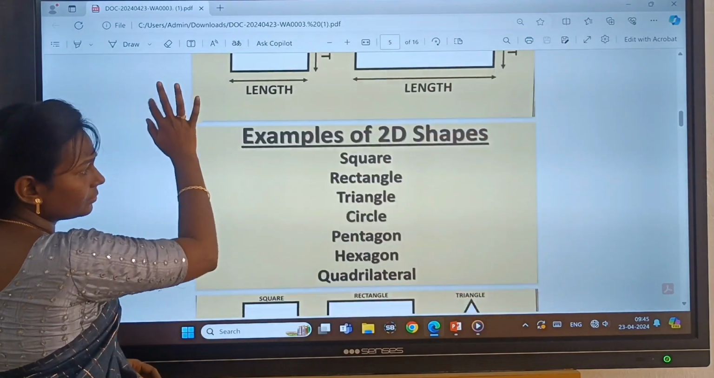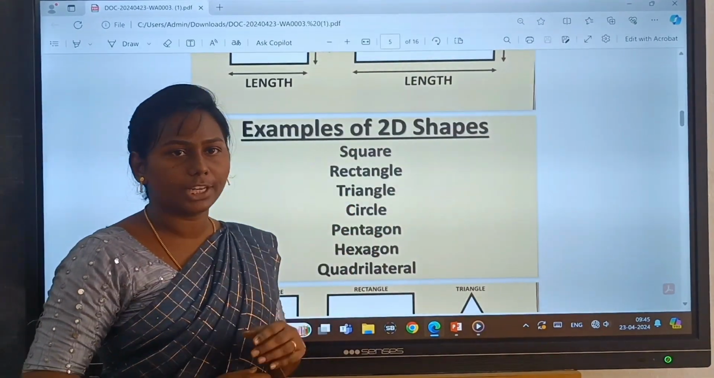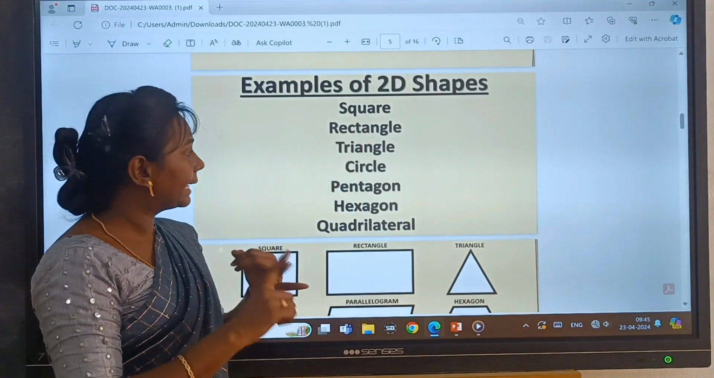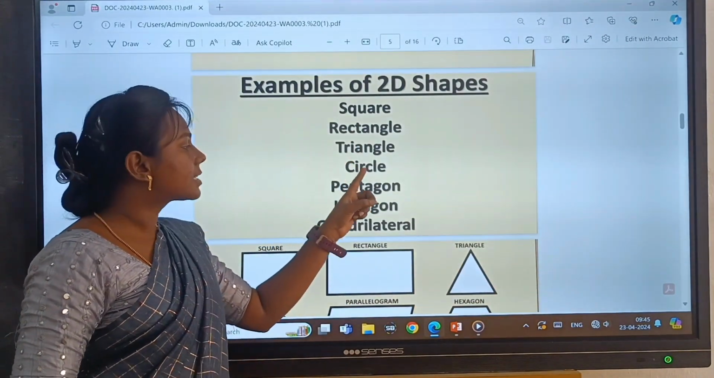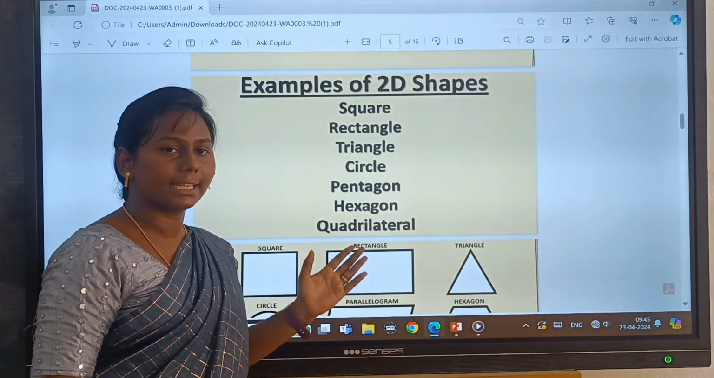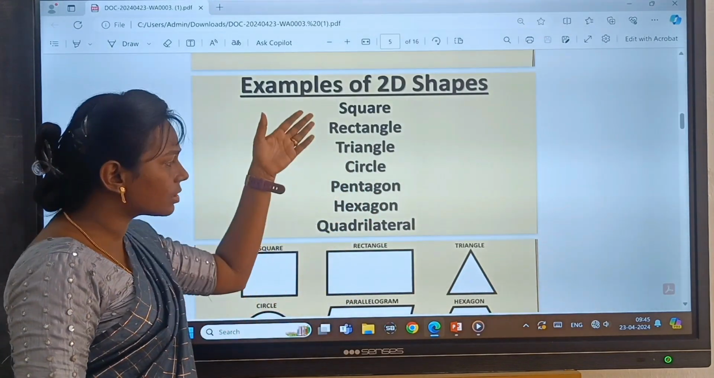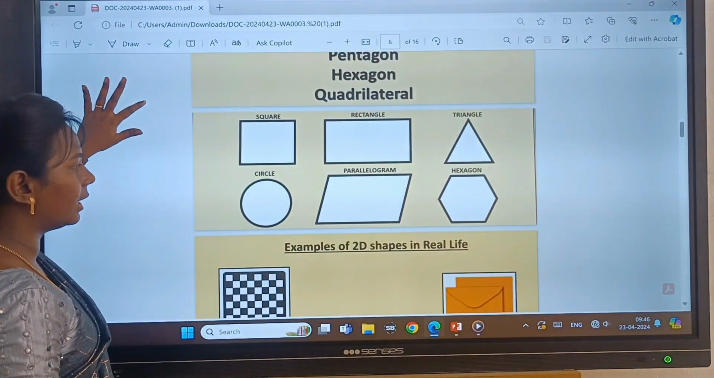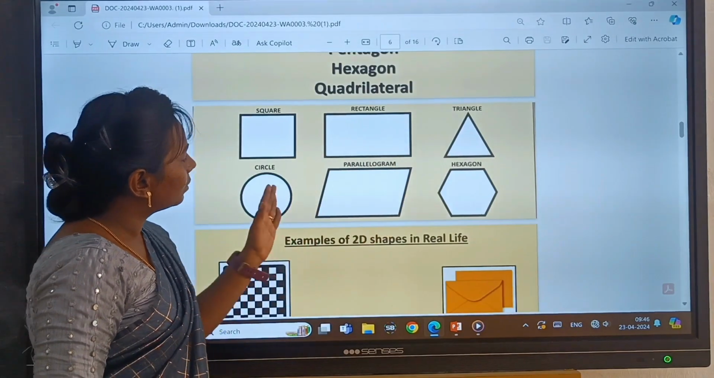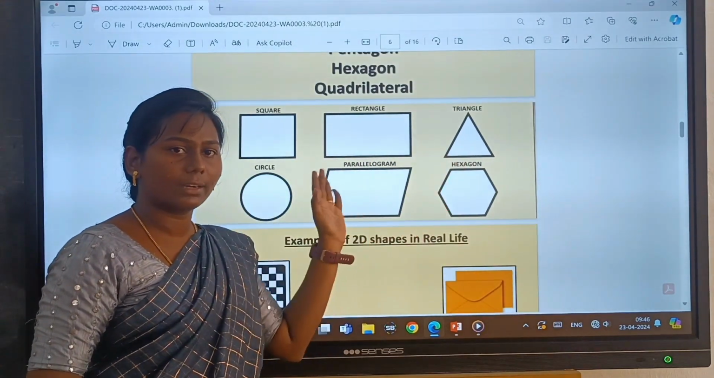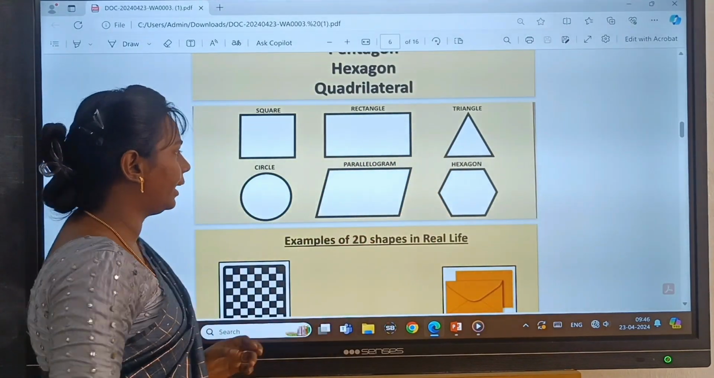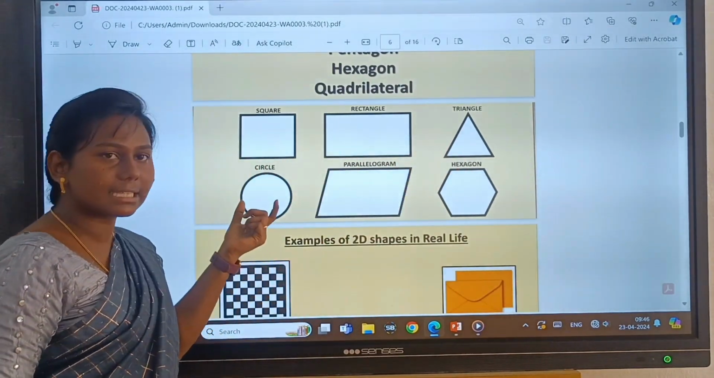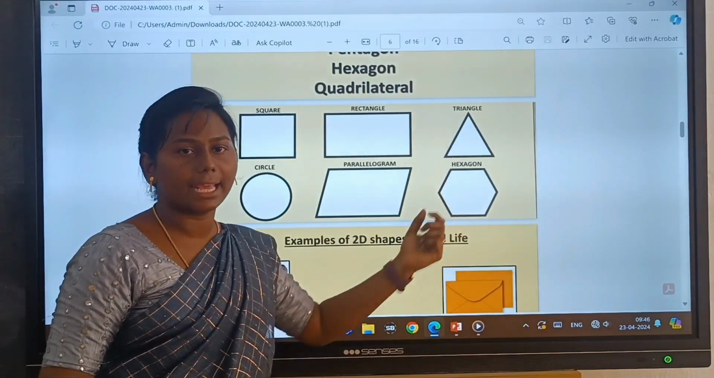Next, examples of 2D shapes. See here: square, rectangle, triangle, circle, pentagon, hexagon, and quadrilateral. These are some examples of 2D shapes. Now, see here, the images. What are the images? They look like 2D shapes. Very good. Square, rectangle, triangle, circle, parallelogram and hexagon.